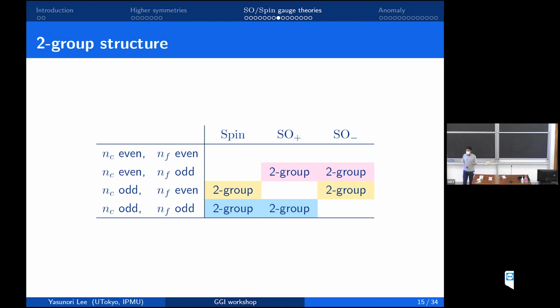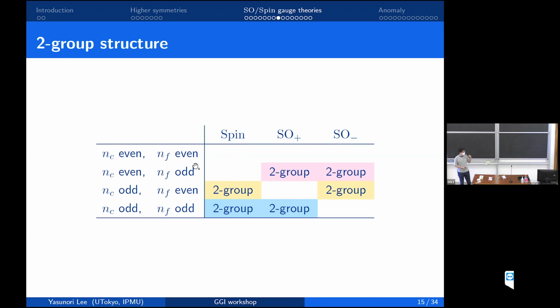It can have two different kinds of cohomology class for two-groups. So either zero or a non-trivial value. You can have two different kinds of two-group symmetry. Yes, so in spin theory for NC even and NF odd, the two symmetries remain a direct product.